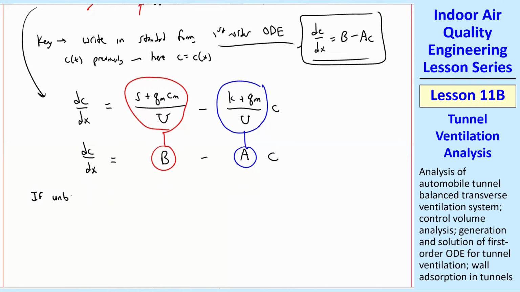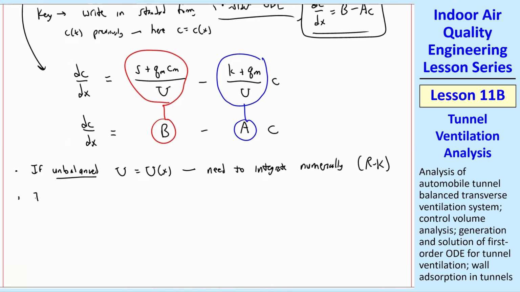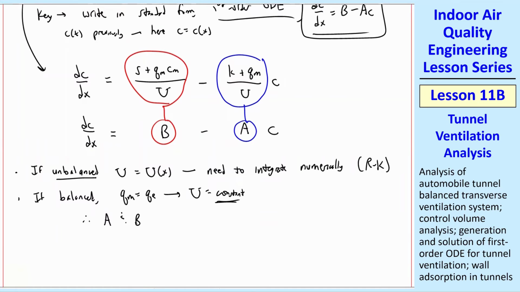If it's unbalanced, then u is a function of x. And then you typically will need to integrate this equation numerically using Runge-Kutta, for example. But if it is balanced, then qm equal qe, which means that u equal constant. All these other parameters are constant, so a and b are constant. And so for that case, we can solve analytically.